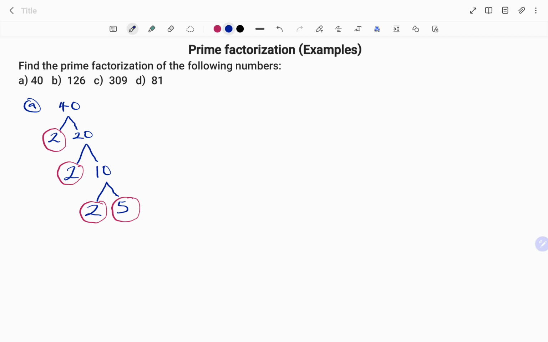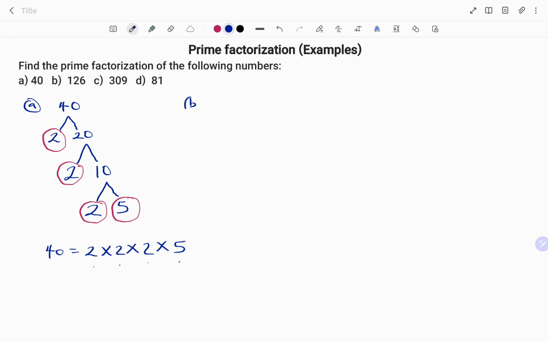Thus, the prime factorization of 40 is going to be, I'm going to write down all my prime factors as I've gotten from my factor tree. So I have 2 times 2 times 2 times 5. Let's do a double check. I know that 2 times 2 is 4, 4 times 2 is 8, and 8 times 5 is 40. Let's go to the second example.